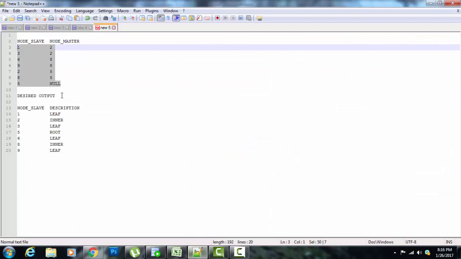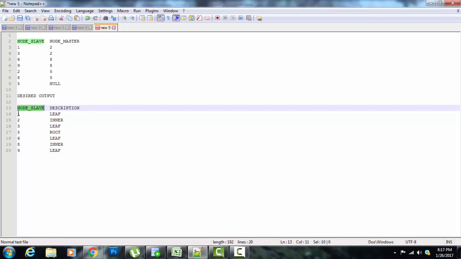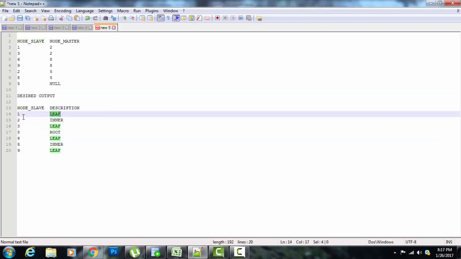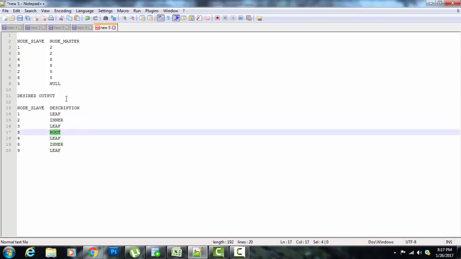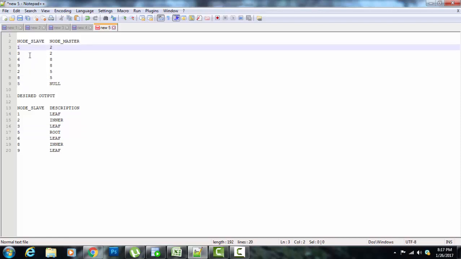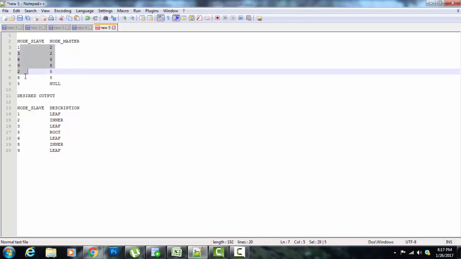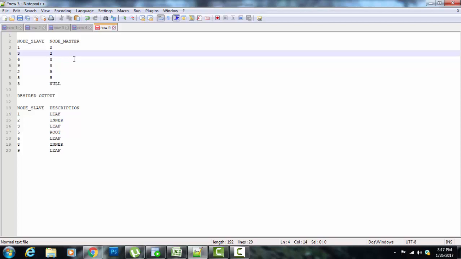Now I need to write an SQL query and I need to get the output as below, like I need to get the ID value and then the description, whether the ID is a leaf node or inner node or the root node. The SQL query is simple, but it's little tricky. Like people get confused because here we need to understand the basic concept of checking the values present in one column with the values present in the other column. Let's write the SQL query for this.